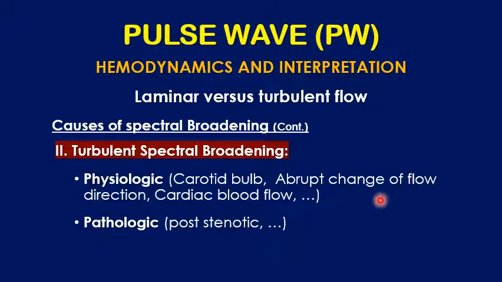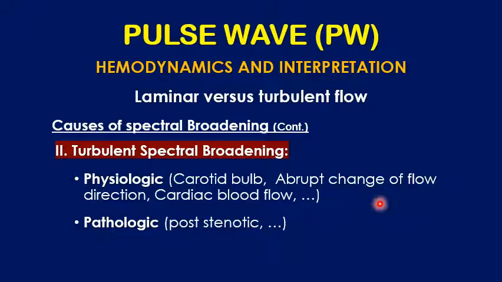Another example, there is abrupt change of the flow direction. For example, you will see it in the ostium of the renal arteries because there is a sudden change of the direction. This will create spectral broadening. If you remember the Reynolds number, turbulent flow comes with either a very high velocity or a change in the direction of the flow. This will also create spectral broadening.